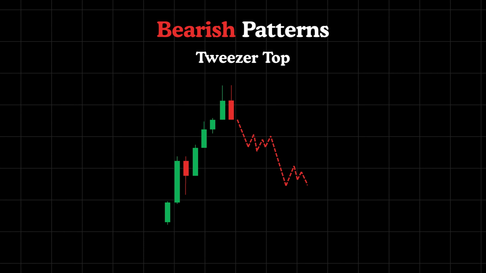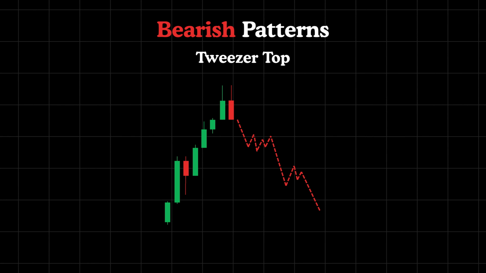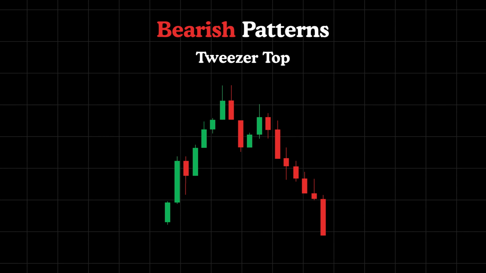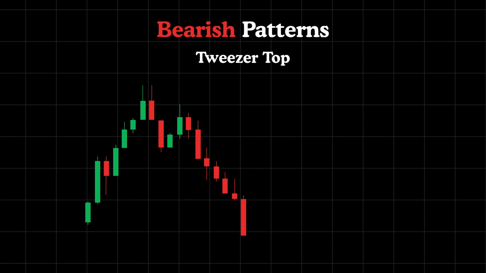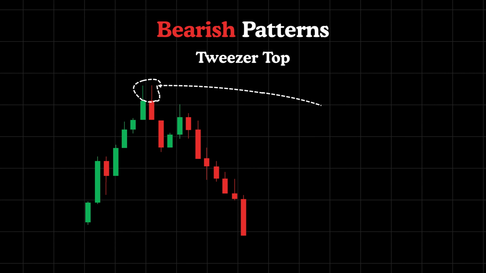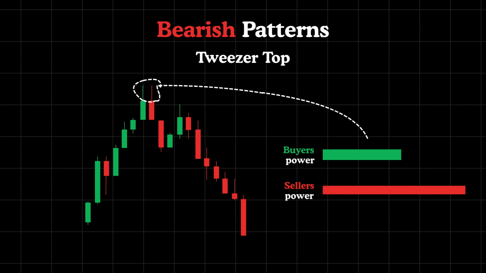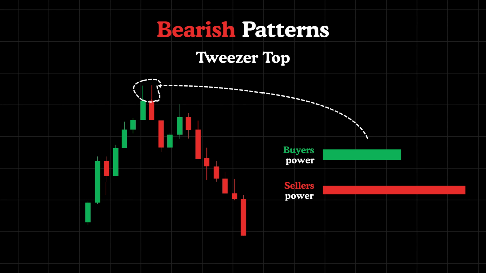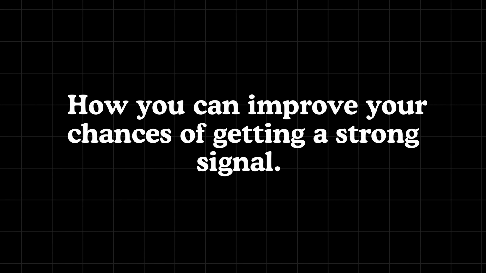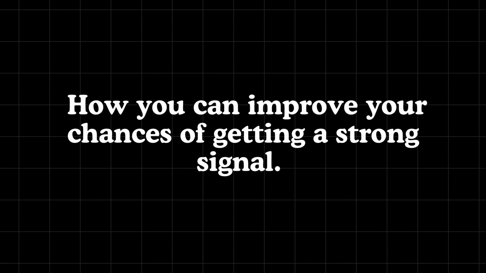Another setup is the bearish version of the tweezer bottom, known as the tweezer top. This formation occurs at the top of a bullish move. The wicks of this pattern reveal that sellers were stronger than buyers, signaling a potential shift to the downside. Let's see how you can improve your chances of getting a strong signal.